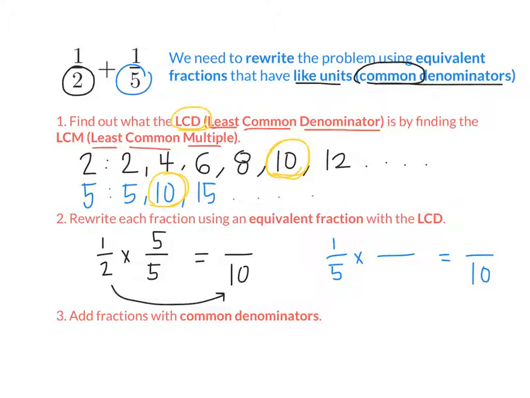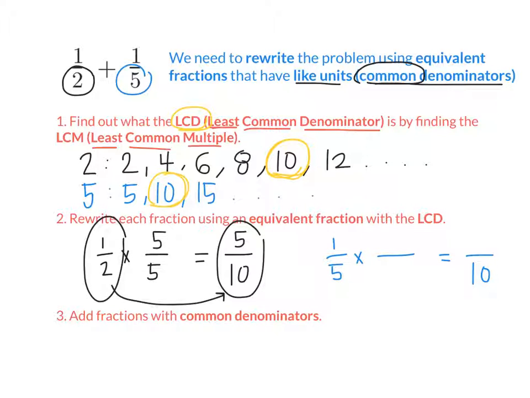Okay. Now, if I multiply 1/2 by 5 over 5, I can multiply the numerators. 1 times 5 is 5, and 2 times 5 is 10. That means that 5 over 10 has the same value, or is equivalent to, 1/2.